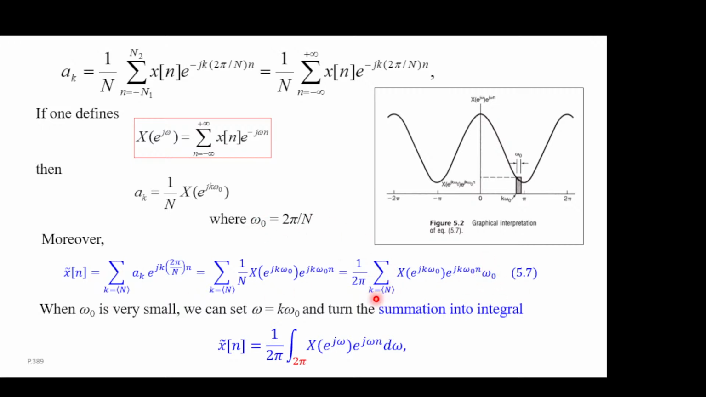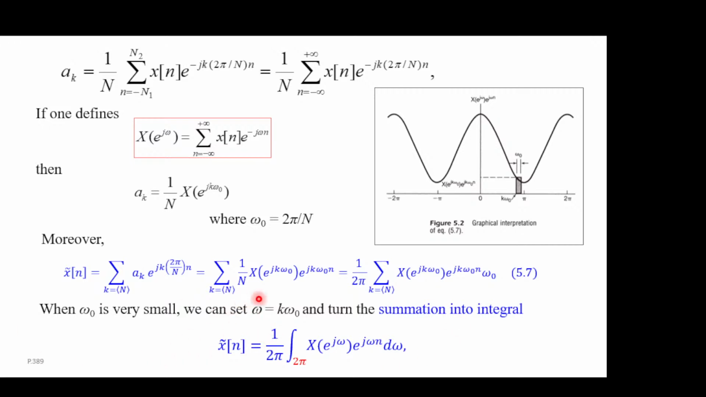So this range, k from 0 to big N minus 1. But omega is k times omega naught. So the range of omega always stays something from 0 to 2 pi, or minus pi to pi, just some 2 pi range of omega. That's because this big N times omega naught is always 2 pi. And your omega is k times omega naught, so 0 to N for k means 0 to 2 pi for omega, etc.